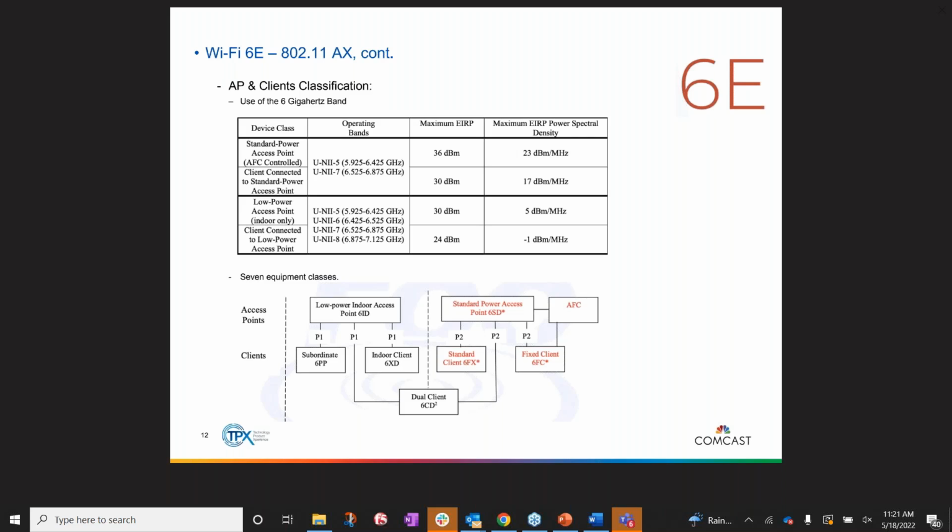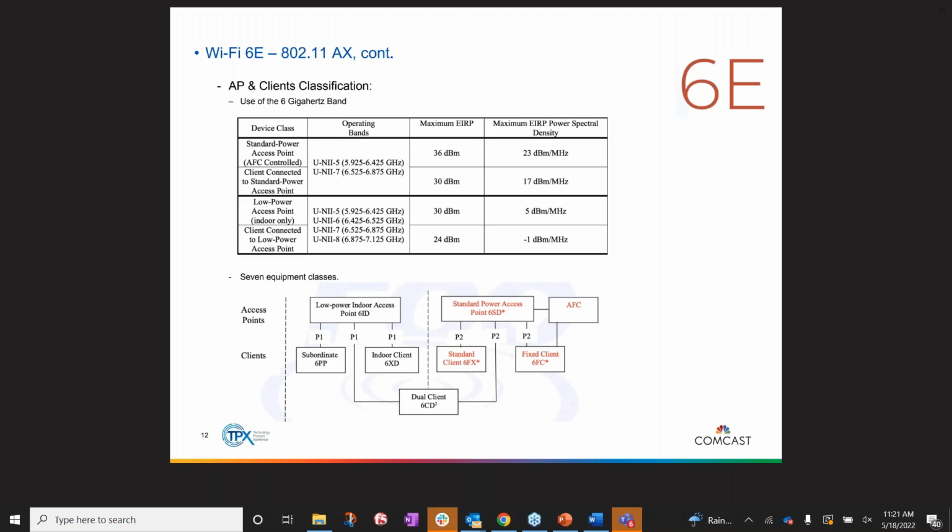It is authorized to operate only in two bands, UNII-5 and UNII-7. UNII-5 is a bandwidth of 500 megahertz, and UNII-7 is the third band of 6 gigahertz, which is again 350 megahertz, and the power level is going to be 30 dBm, and 36 dBm EIRP per access point. Any clients connected to a standard-based access point should operate at 30 dBm, and the 17 dBm per megahertz is the EIRP in PSD representation.